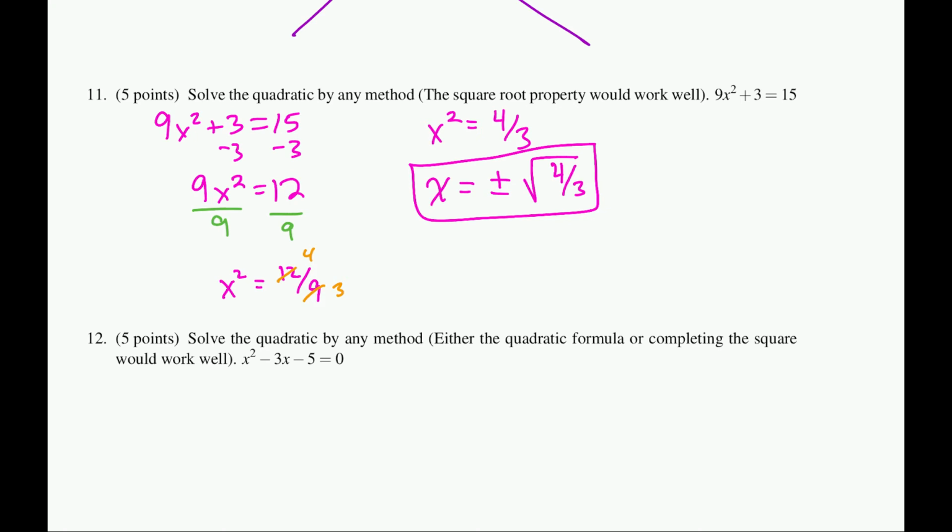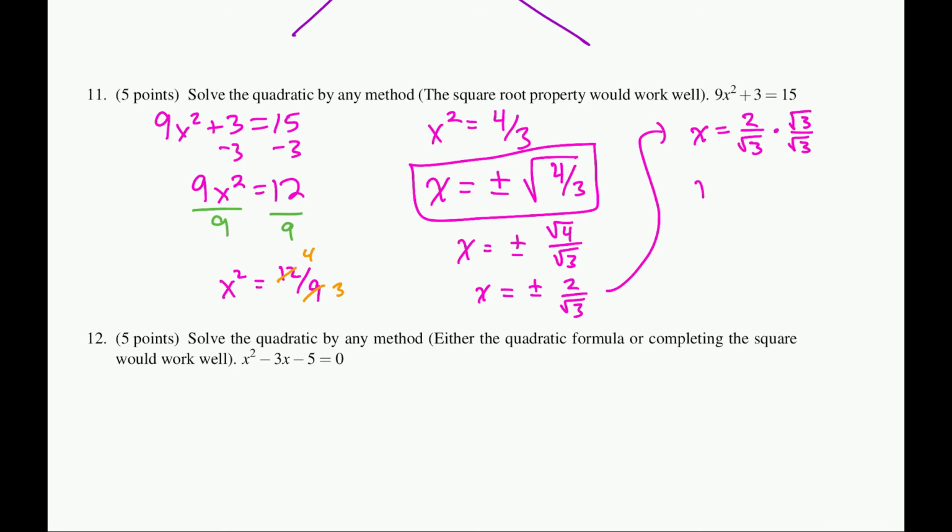If you wanted to, what you could do is you could say square root of 4/3 is square root 4 over square root 3. The square root of 4 is 2. So you end up with 2 over the square root of 3. But as you may remember from other classes, you are supposed to rationalize the denominator if you have a square root in the denominator. So you can multiply by square root 3 over square root 3, and you end up with 2 square root 3 over 3.